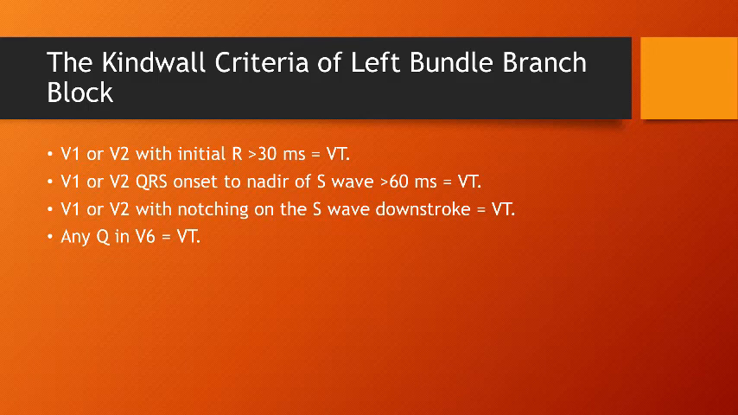The Kindwall criteria for right bundle branch block morphology can also be used. According to this criteria, if the initial R wave is more than 30 milliseconds in V1 or V2, it is a VT. Or if the V1 or V2 QRS complex at the nadir of the S wave is more than 60 milliseconds, then it is also a VT. And if there is a notch in the S wave downstroke in V1 or V2, this also signifies VT.